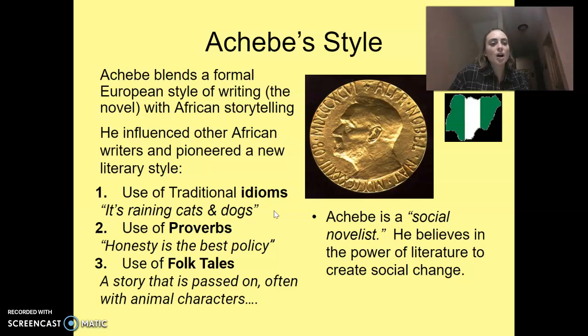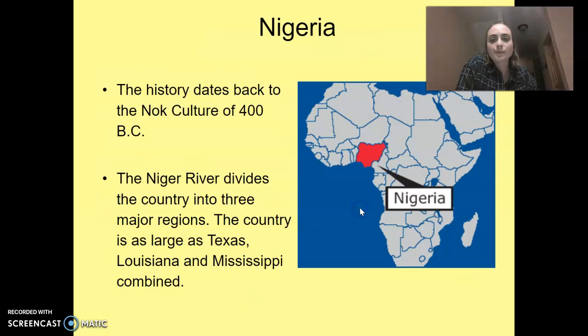He also uses proverbs, which are sayings that can teach us a lesson. So some Nigerian proverbs are going to come up in our novel, and then he also uses folk tales, which are stories that are passed on from generation to generation. A lot of times they have animal characters. So we're going to see some traditional Nigerian folk tales incorporated into the novel as well. And Achebe is a social novelist. He believes in the power of literature in order to create social change.